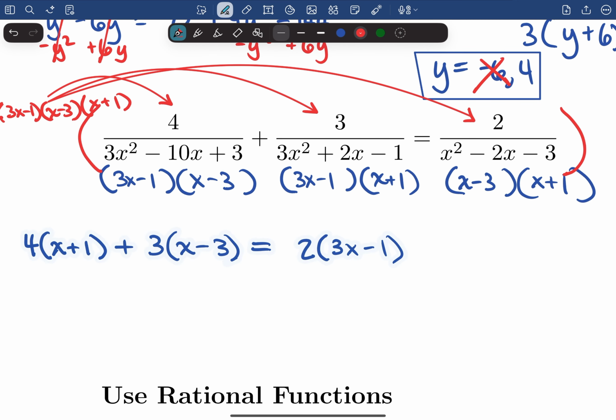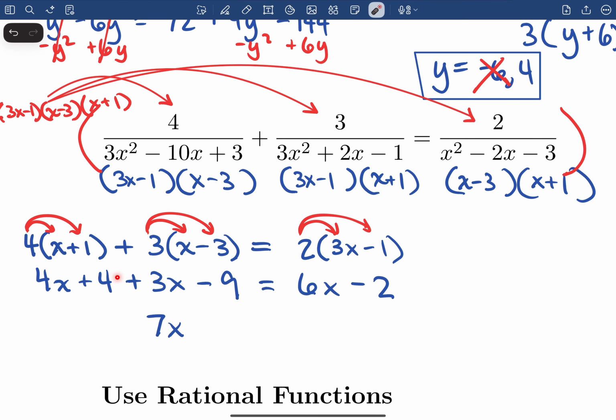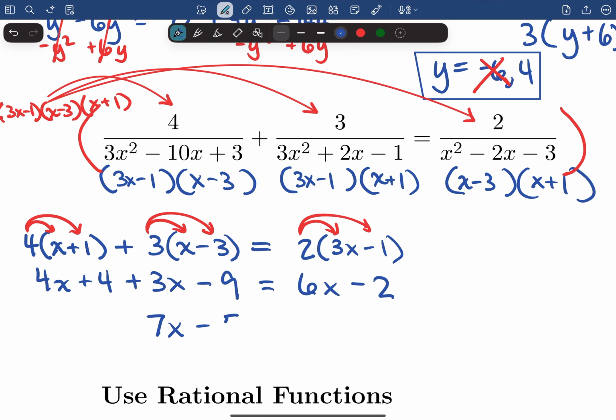I'm going to move forward with this resulting equation, and I'm going to simplify it all. I'm going to combine like terms. I'm going to try to solve for x. That's my goal. And I get 4x plus 4 plus 3x minus 9 equals 6x minus 2. And I get happy because this is a linear equation instead of a quadratic equation that I have to solve, right? And I combine like terms like 4x plus 3x to get me the 7x. And then I combine like 4 and negative 9 to make negative 5. Okay, and that equals the 6x minus 2 over here.